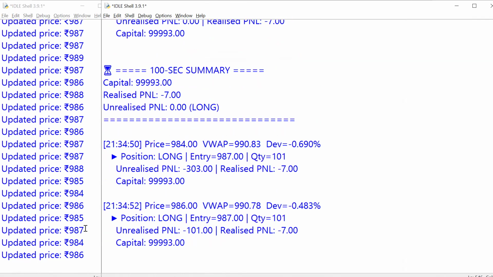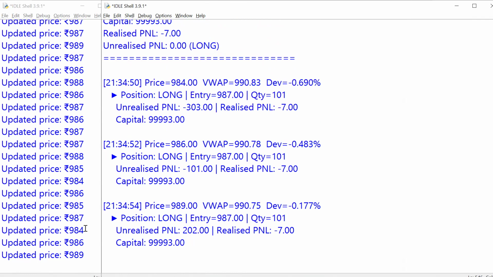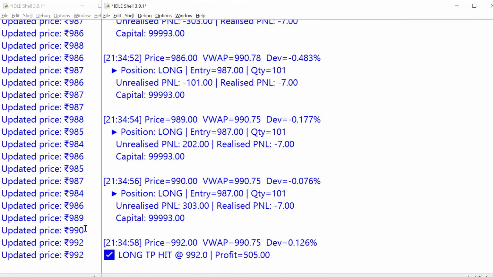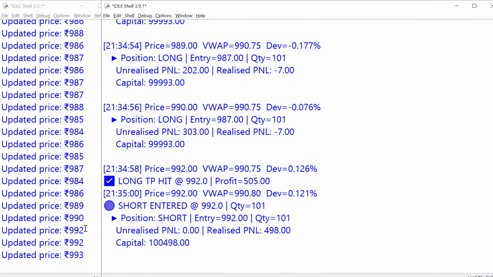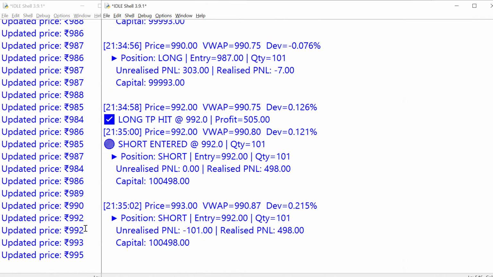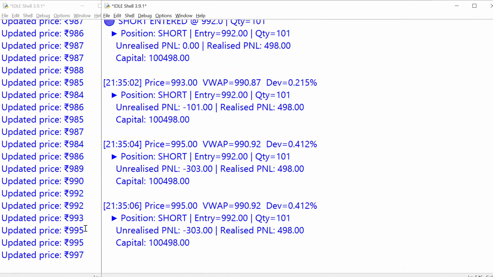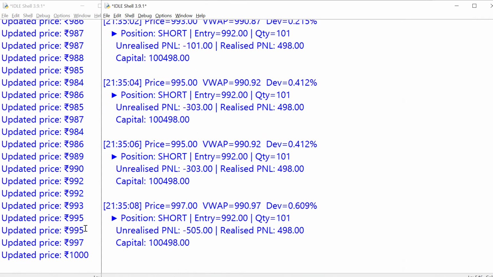I'm going to combine this VWAP with one more method so that if a worst case scenario happens, we can save our capital. We are in a realized profit of 500. So I hope the VWAP concept is clear and it is working beautifully in a simulation environment.